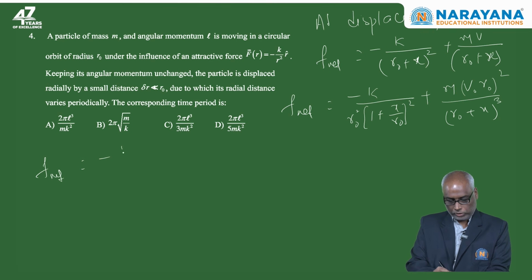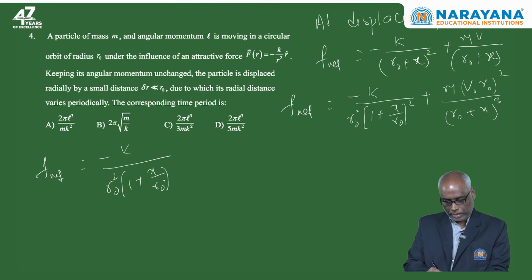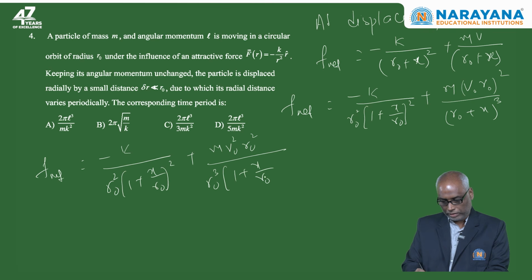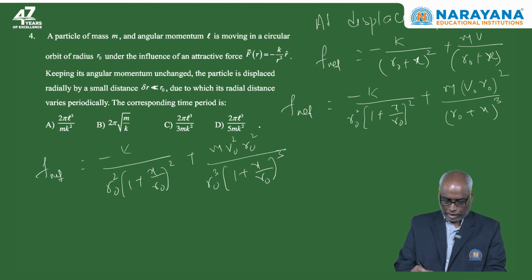Now from this equation I can say net force is equal to minus k divided by r naught square into 1 plus x divided by r naught whole square, plus m v naught square r naught square whole divided by r naught cube, if I take common, 1 plus x divided by r naught whole cube, right. R naught square will get cancelled.